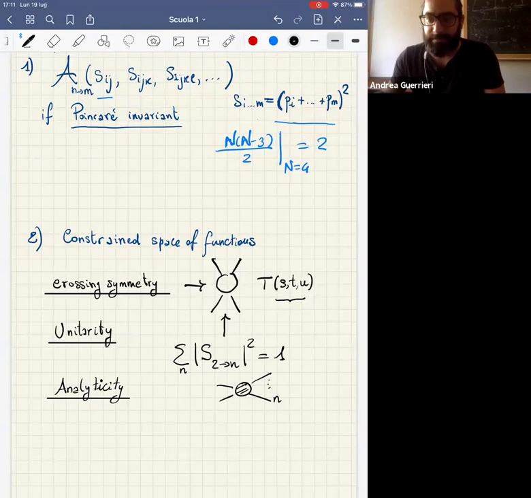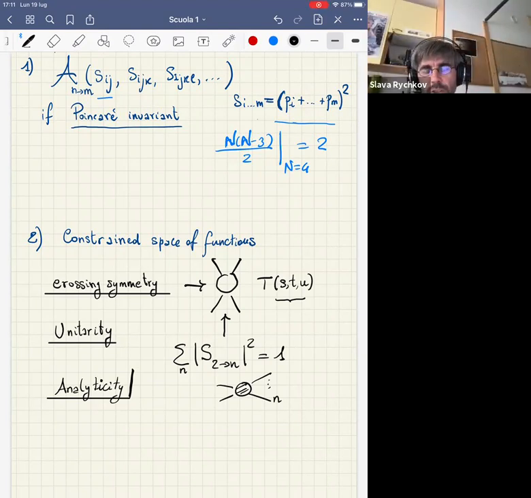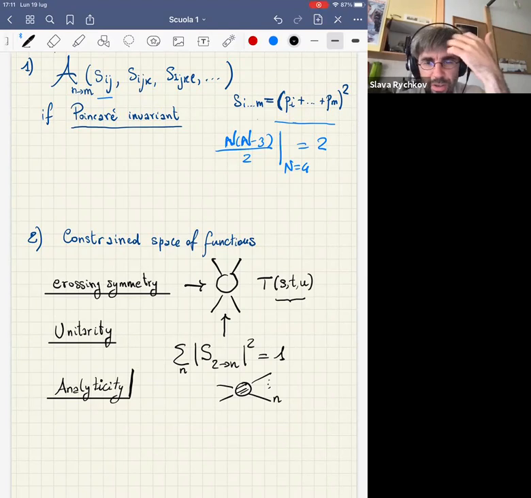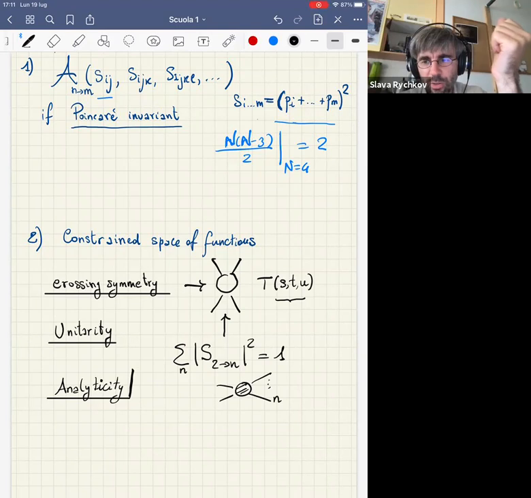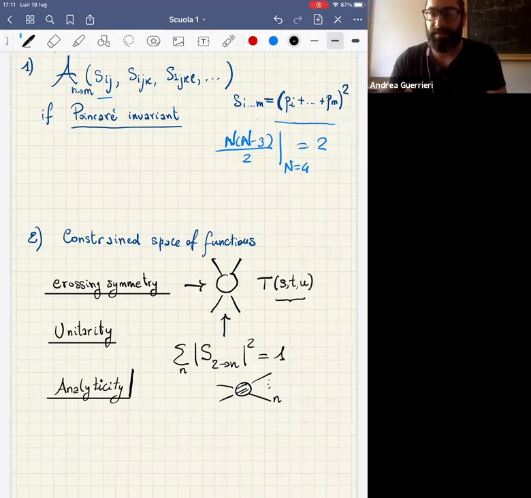And then there is analyticity. Analyticity is probably one of the trickiest. Depending on the problem, I will comment about what we assume about analyticity. But it's related to causality in a sense. I will comment a little bit more. But without analyticity, strictly speaking, you cannot formulate crossing symmetry. Without some amount of analyticity, I cannot even define crossing symmetry. Yes, crossing symmetry depends on that also.